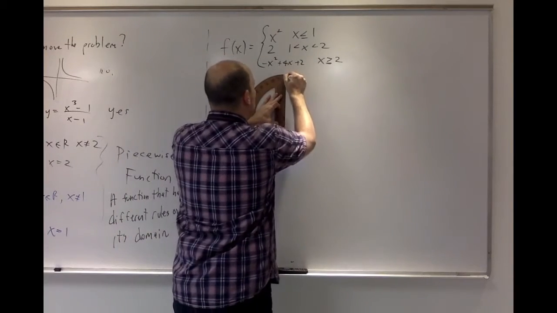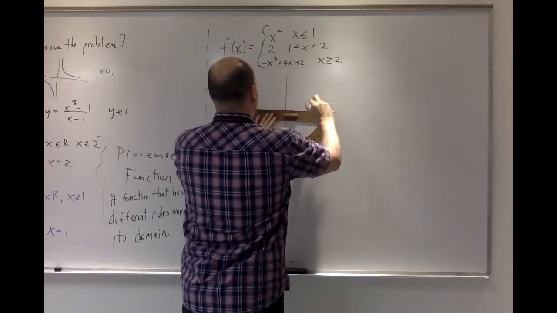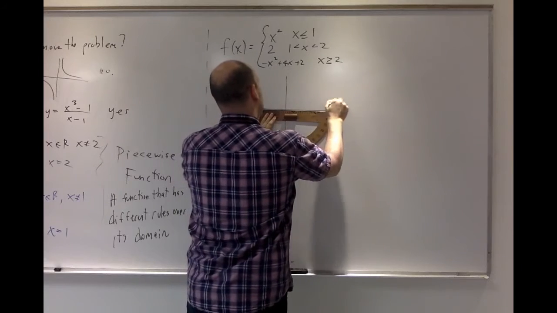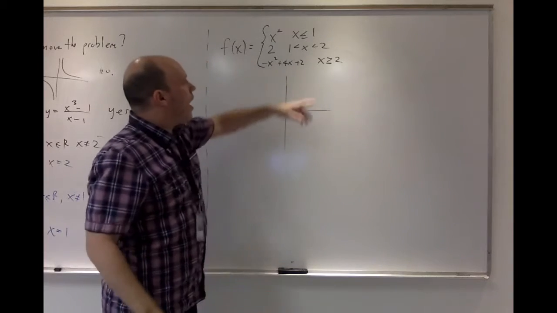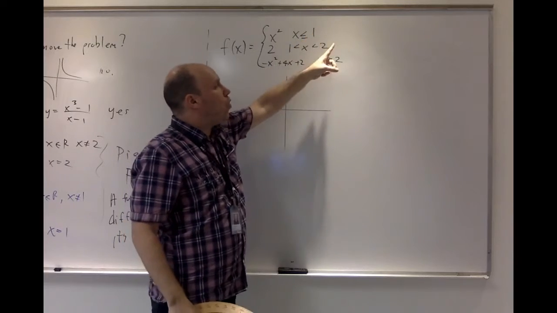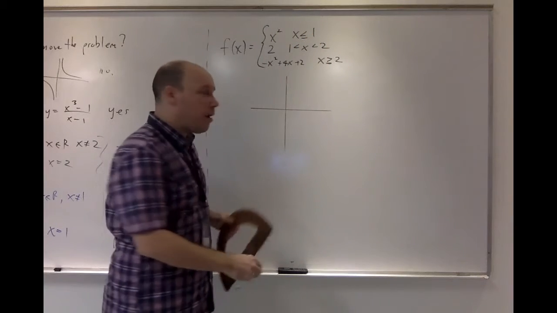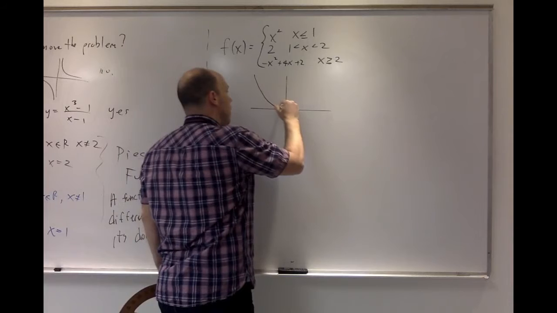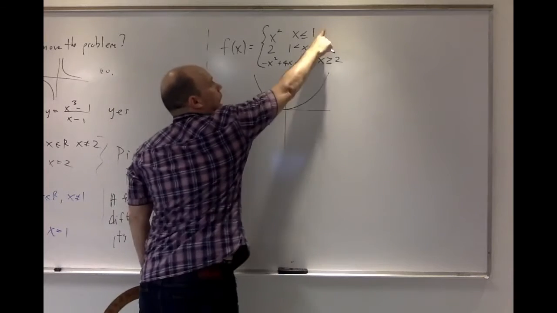So let's see what's going on here. I have my axes. Now what I see here is I have these fences. So I want to know what y equals x squared is. I know what that looks like, right? But I'm going to stop at 1.